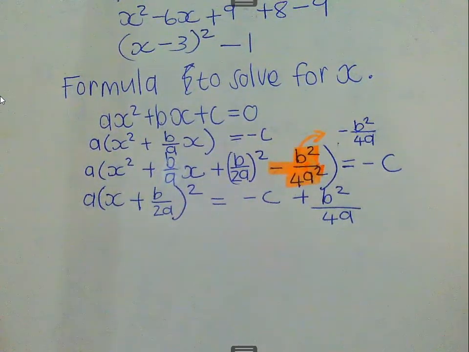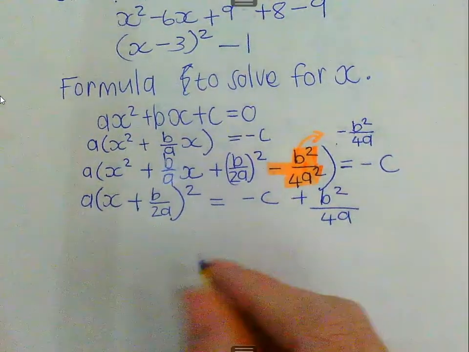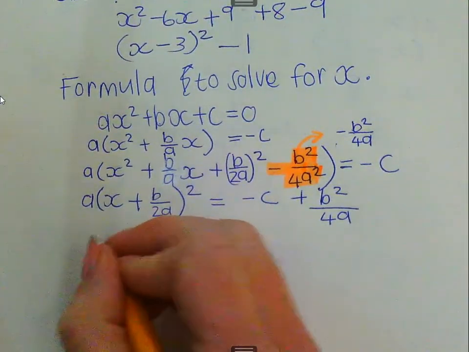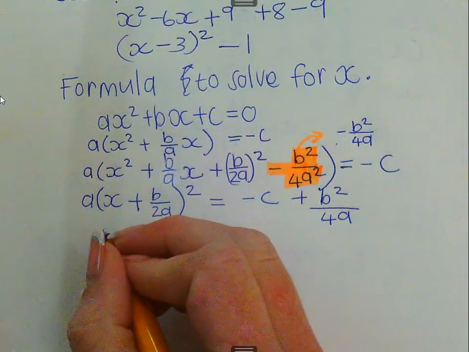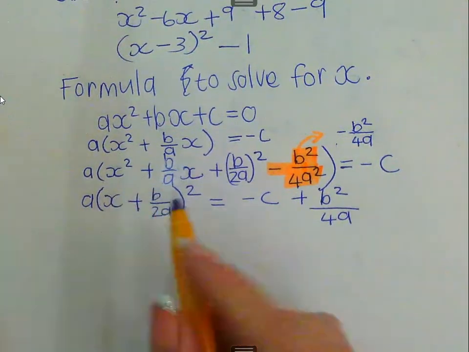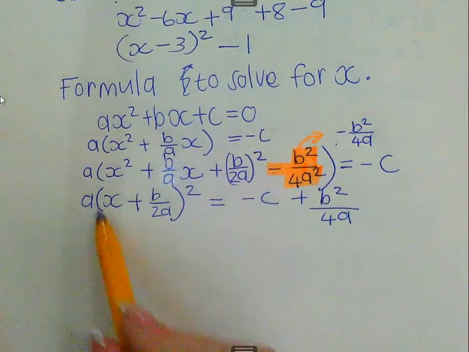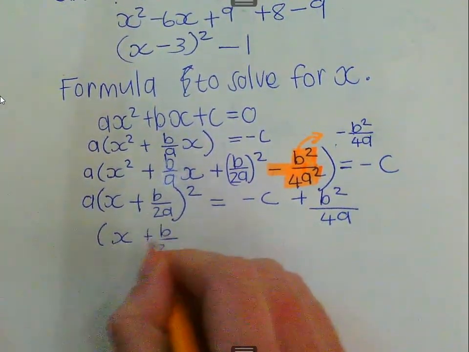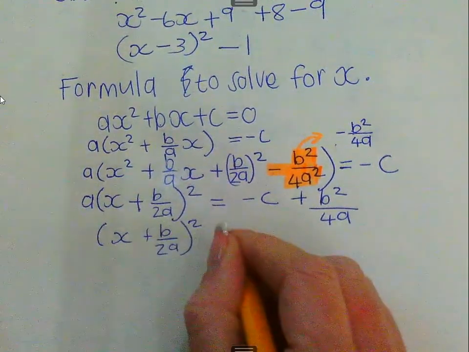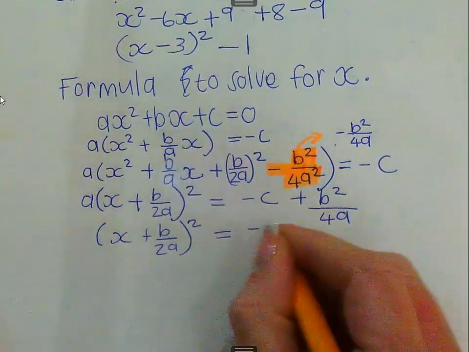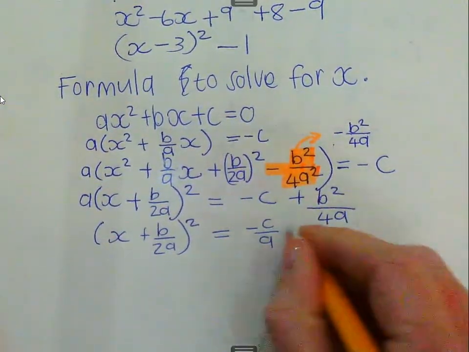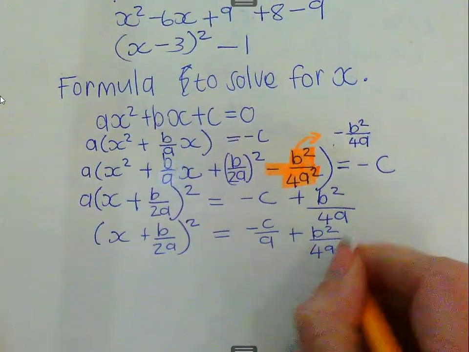Okay. So next up, I just want to take a minute to rewrite it nicely. And then I am also going to somewhat divide with this a right here, right now. Okay. So I'm going to have x plus b over 2a, close the bracket, square. I'm dividing this one with a, I'm dividing this one with a, and I'm dividing this one with a again, so I have plus b squared over 4a squared.